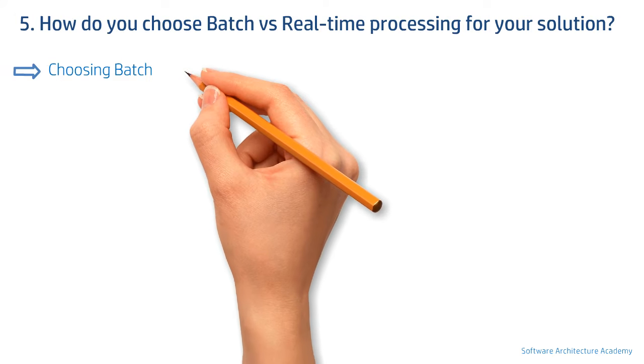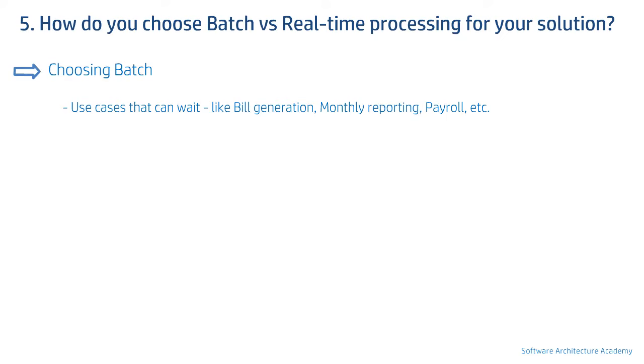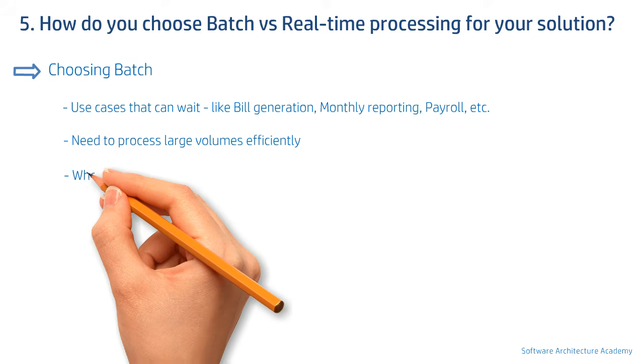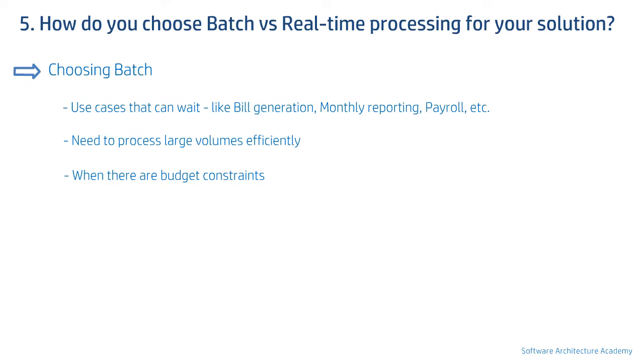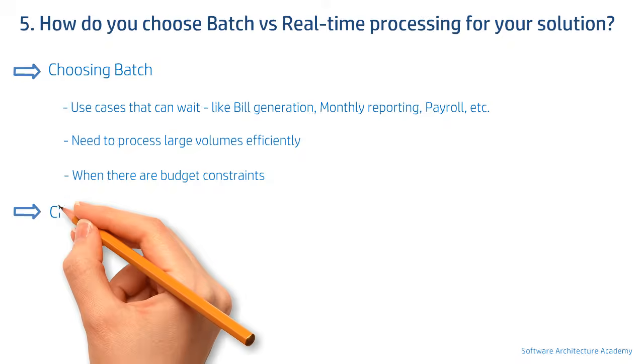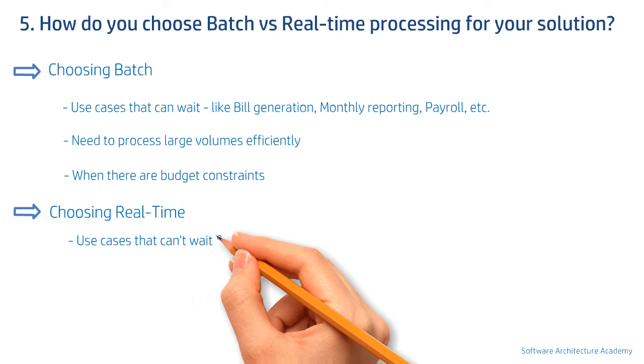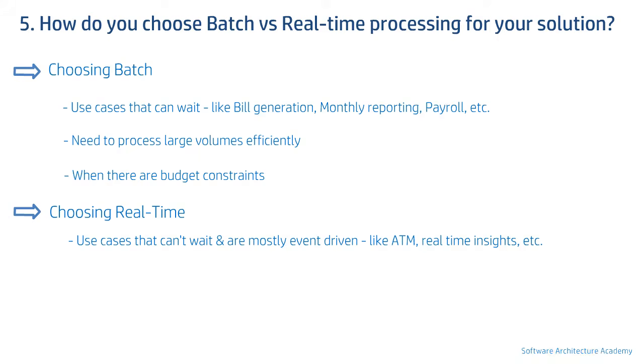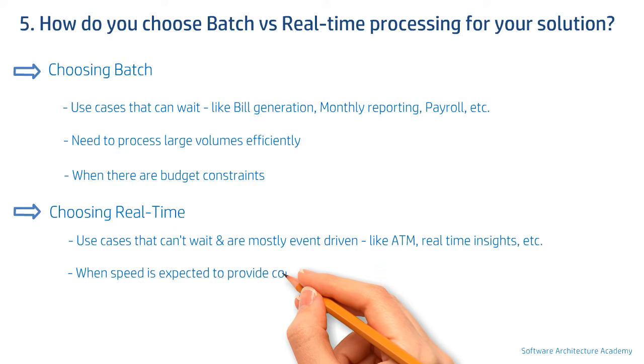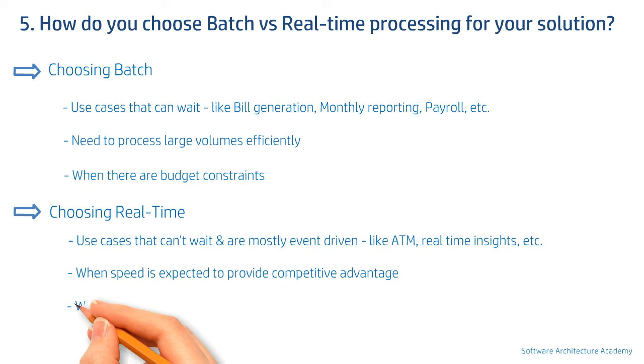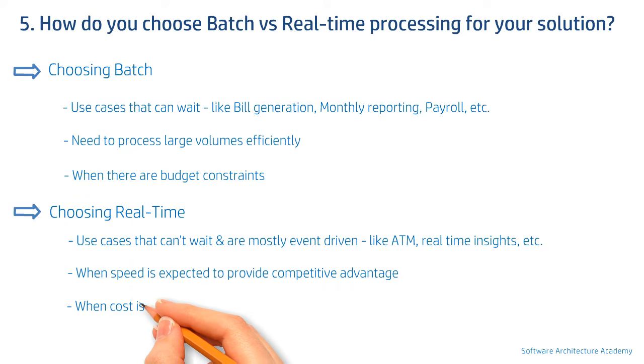One would choose batch for use cases that don't require processing to be done urgently, like bill generation, end of the month reporting, payroll generation, etc. Additionally, if large volumes need to be processed efficiently, batch works best as compared to real time. Finally, since batch is cost effective, if cost is a factor, go for batch. On the contrary, one would choose real-time processing for cases like ATM, real-time insights, etc. If speed to process the data is important for your business plan and can make a breakthrough, then go for real-time. Since it's expensive, consider it only if you have a real business benefit.